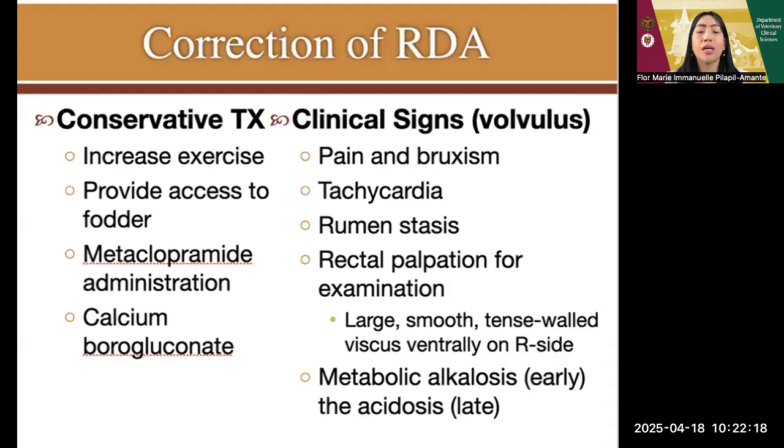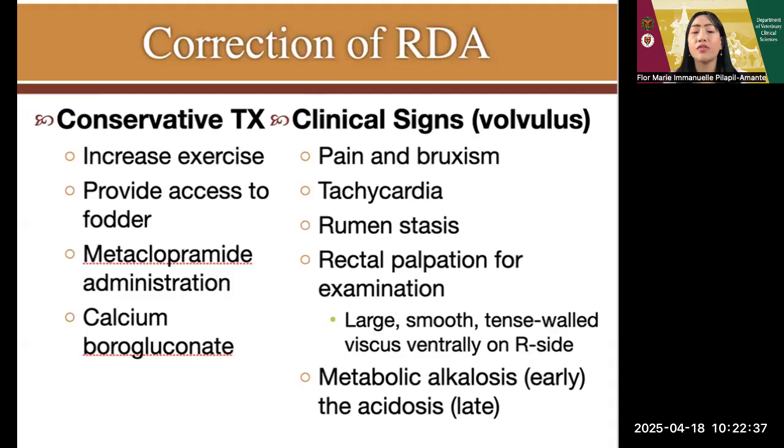Conservative approach on the treatment of RDA includes ample exercise and increased forage allocation, which can be attained with better access to pasture, and metoclopramide and calcium borogluconate administration to promote gut motility and tone.